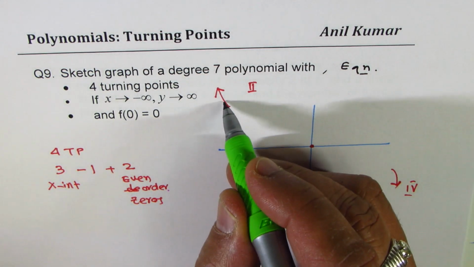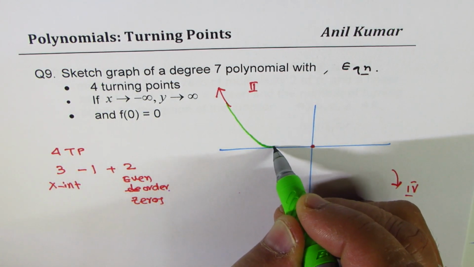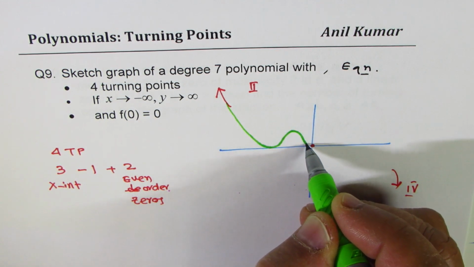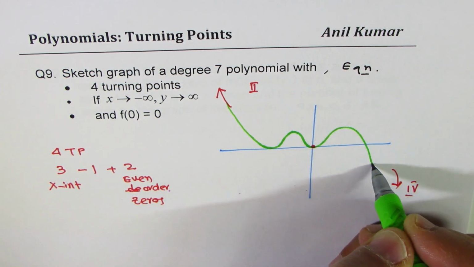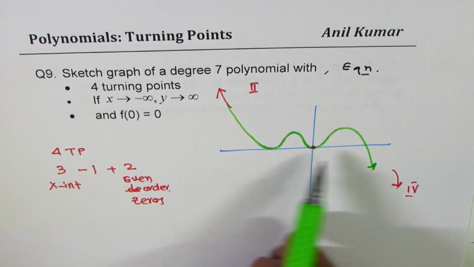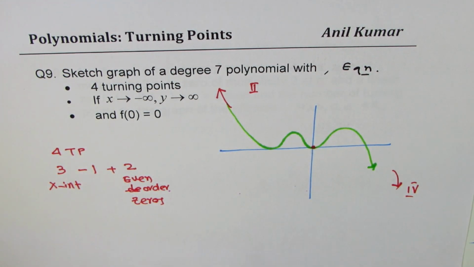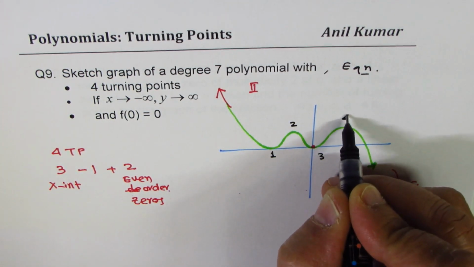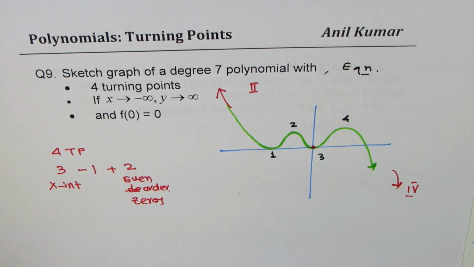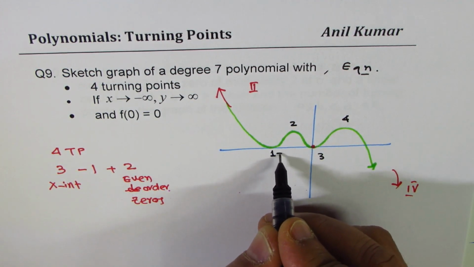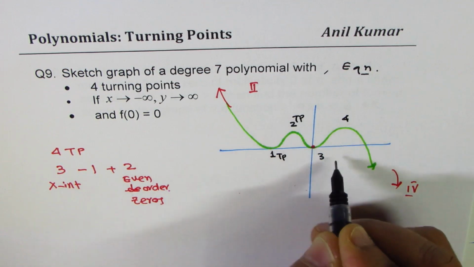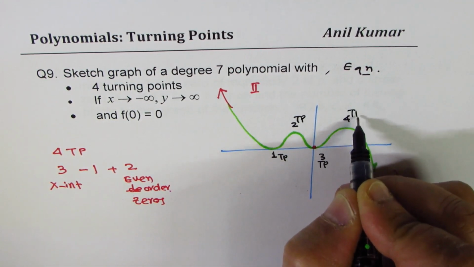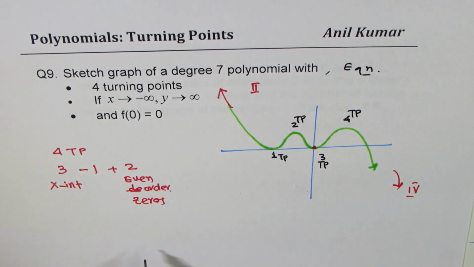So let's say we are coming from here. We kind of turn here. And then we again turn here. And then we go down, for example. So that could be a function. Now here we have 1 turning point, 2 turning point, 3 turning point, and 4 turning point. It satisfies. Is it okay? Well, that is how you could do it. Perfect. So these are the turning points. And that could be the graph.